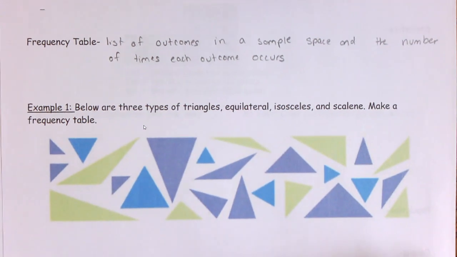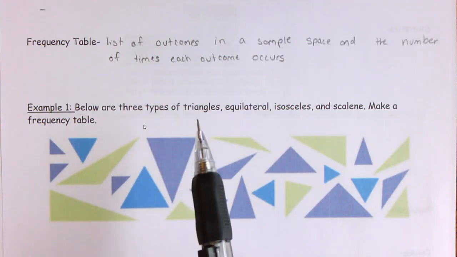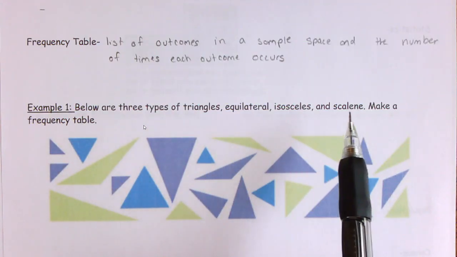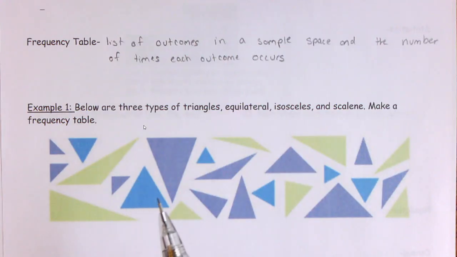Okay. So down here, our sample space is all of the triangles. Maybe you surveyed some people and asked them a couple questions, then that would be your sample space. So the sample space is always changing. For example 1, there's 3 types of triangles: equilateral, isosceles, and scalene. I want to make a frequency table for those 3 types of triangles.